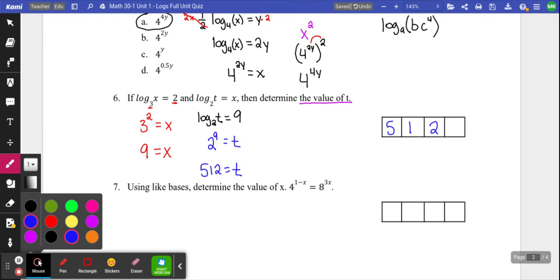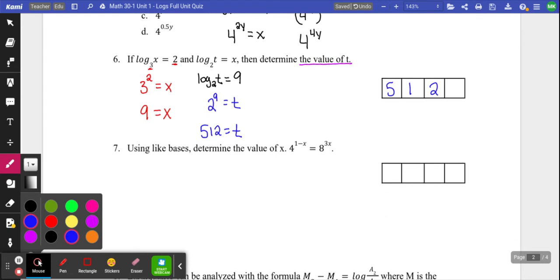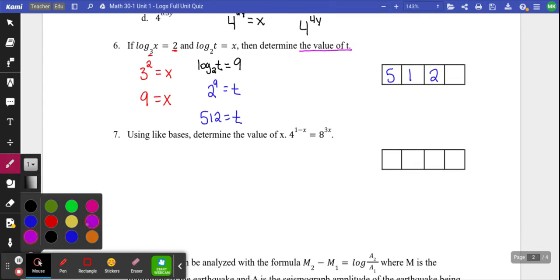Awesome. Number 7. Use like bases to determine the value of x. Okay, it told you to use like bases. You technically don't have to because it's a numerical response. But usually if it says to use a strategy, that's the best strategy to try to solve. So let's try it. Like bases, you always want to take the bigger one and turn it into the smaller one. Now, the problem with that is I can't redo 8 as 4 to the power of something, right? 4 squared is 16. It's not 8.